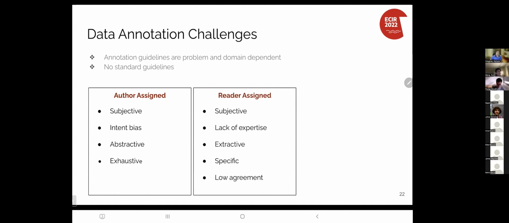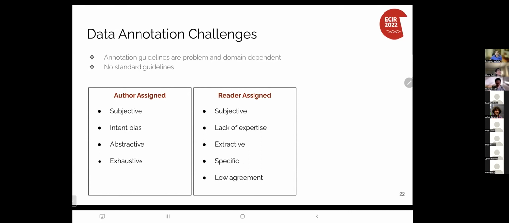The reader-assigned key phrases come with their own issues. Generally, the readers lack the expertise on the topic of the document compared to the authors, which often leads to lower quality in the choice of key phrases. They also tend to choose more extractive key phrases and also more specific key phrases.